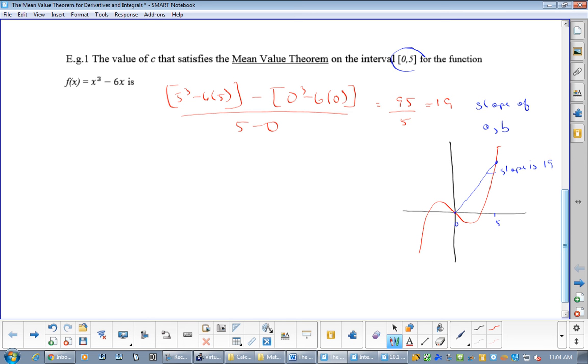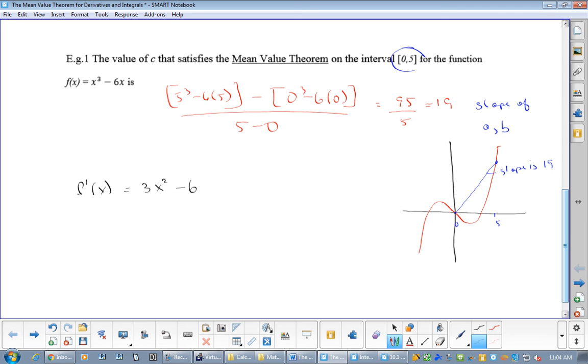Does that make sense? Okay? Because that's the hard part. So I find my slope, and it says, hey, find me another point on this graph that has that same slope. Find me a tangent. Right, so the derivative at c would be 3x squared minus 6.